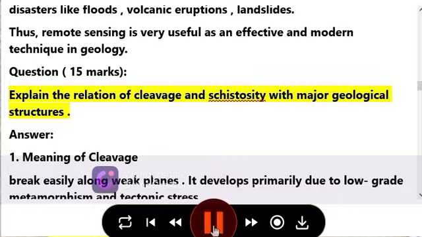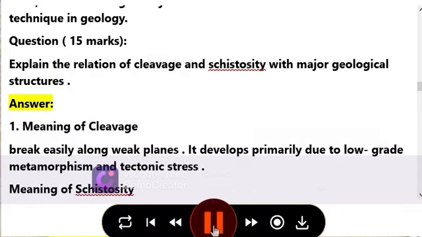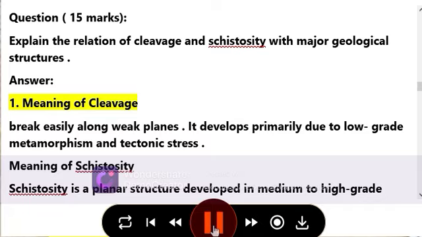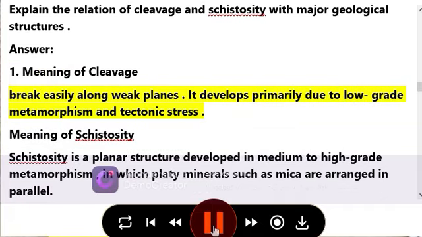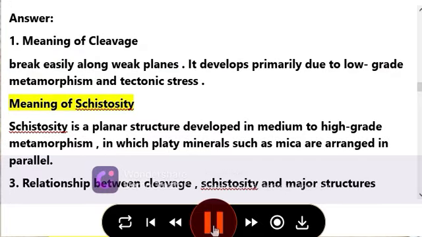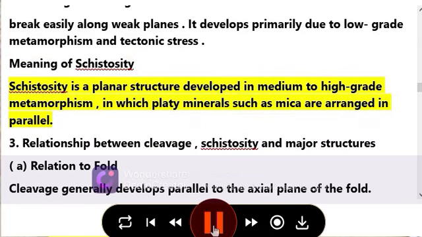Question: 15 marks. Explain the relation of cleavage and schistosity with major geological structures. Answer: 1. Meaning of cleavage. Break easily along weak planes. It develops primarily due to low-grade metamorphism and tectonic stress.